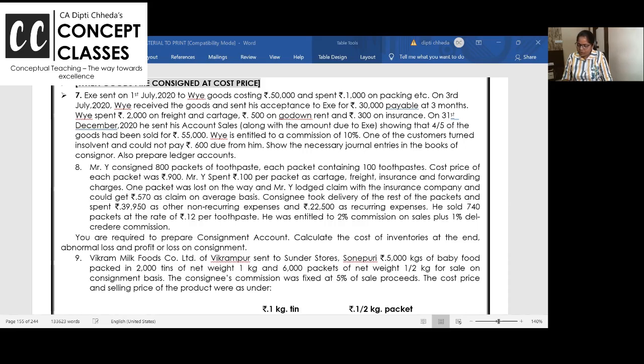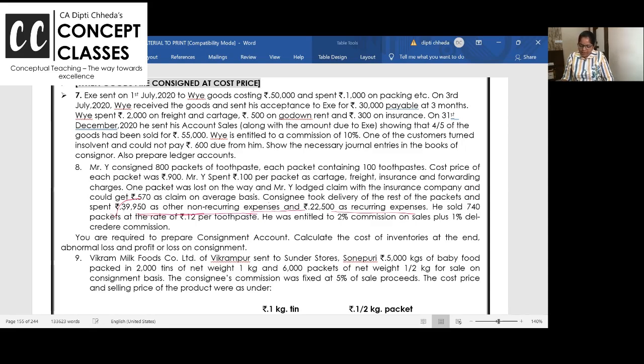One packet was lost on the way, and Mr. Y lodged a claim with the insurance company, and he could recover the money. The consignee took the delivery of the rest of the packets and spent non-recurring expense. Non-recurring expense will come in the consignment account and will come in closing stock. Non-recurring is like one-time expense, unloading and all this will come in closing stock. Recurring expenses, godown rent, selling expense, will not come as a part of closing stock.